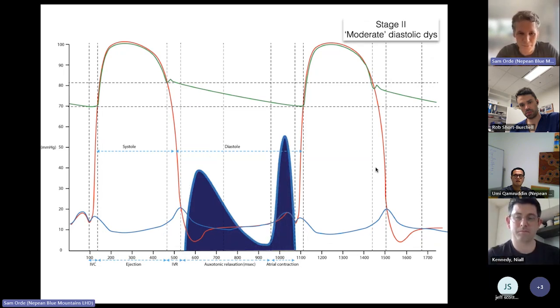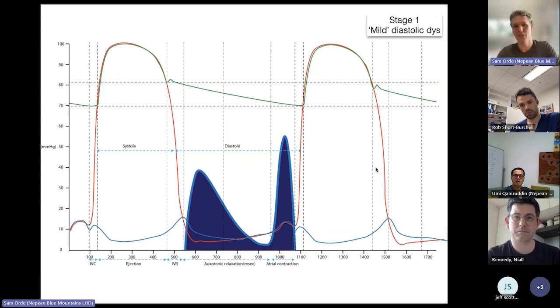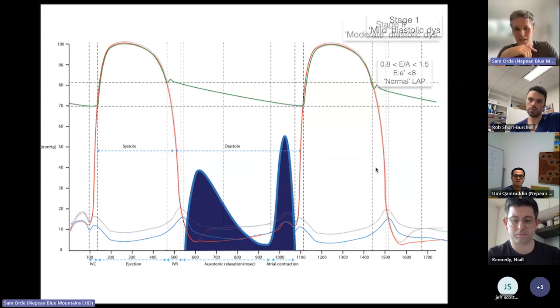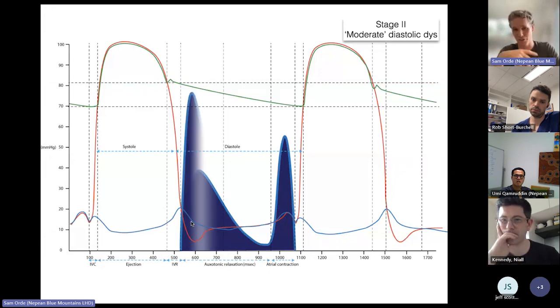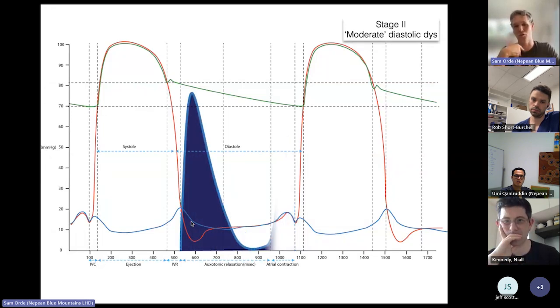Okay. So now as we start to increase the atrial pressure, you'll see the waves start to rise. As you start to get raised left atrial pressure, as things get worse, for example if you're getting worsening compliance or more filling, you're actually then going to go back to the E to A ratio being greater than 0.8 that we saw before. And this is where we start to get to moderate diastolic dysfunction.